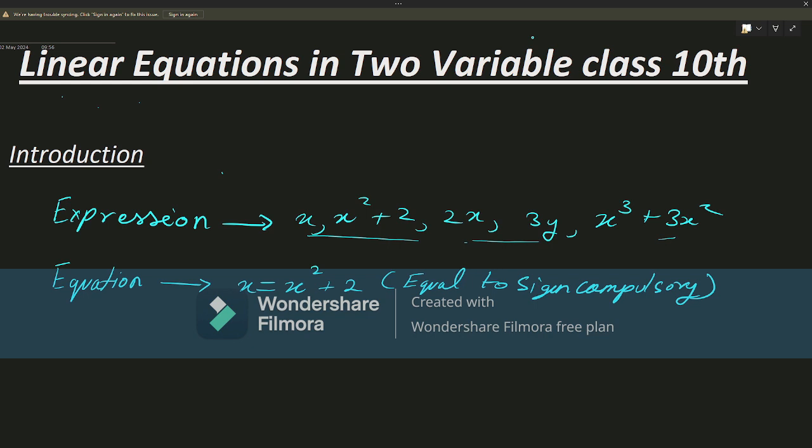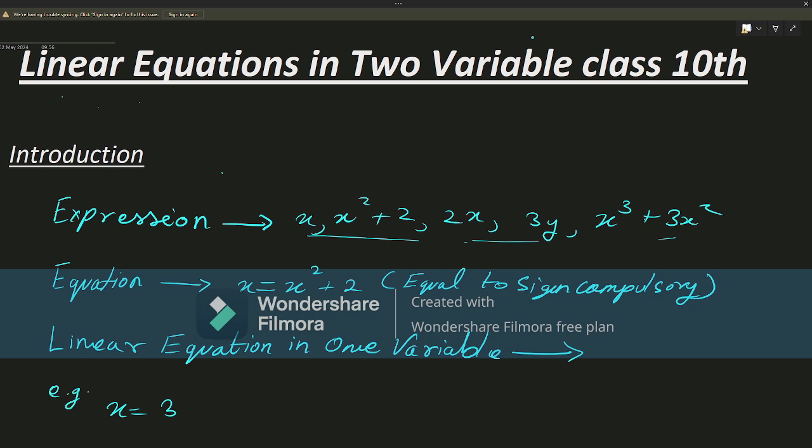And now, linear equation in one variable. What is a linear equation in one variable? As the chapter's name suggests, it is two variables. But some students might confuse it with one variable, or while solving questions they might take the wrong option by saying okay, there's a variable, that's the correct option. No. Linear equation in one variable means x is equal to 3, as an example.